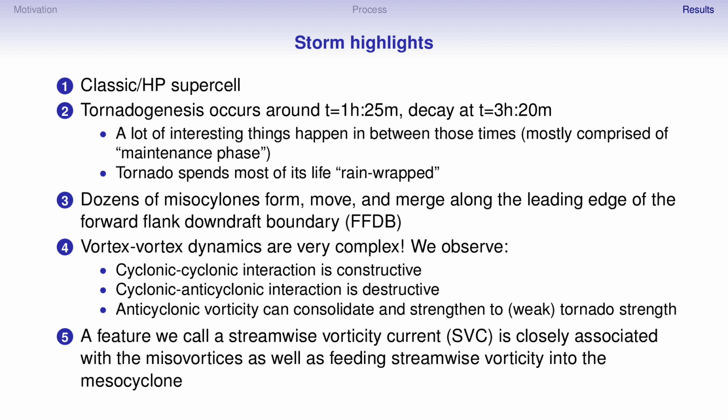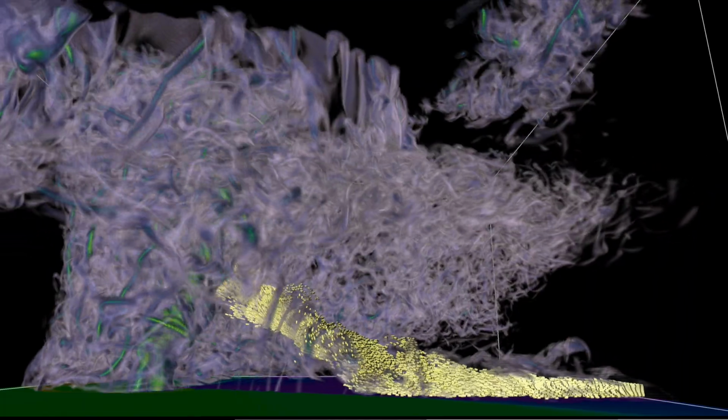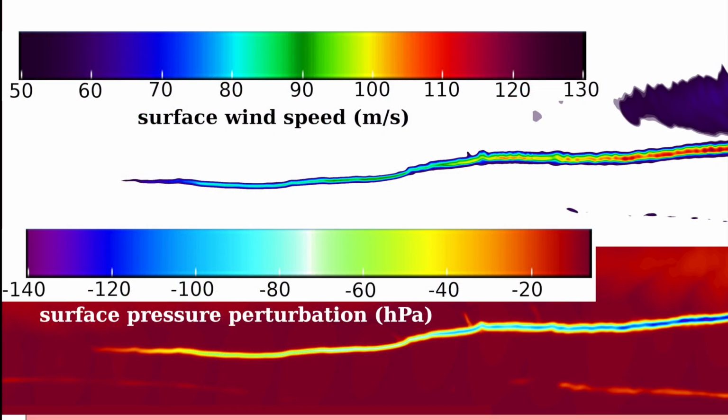It also feeds a lot of streamwise vorticity into the mesocyclone via tilting and likely stretching. And this is what I'm talking about here, and I'll show a lot of stuff like this. This is the forward flank downdraft boundary. Here's a tornado, and there's this air that's just being lifted into the mesocyclone that is helping to drive the circulation aloft.